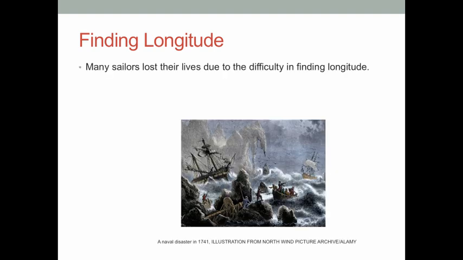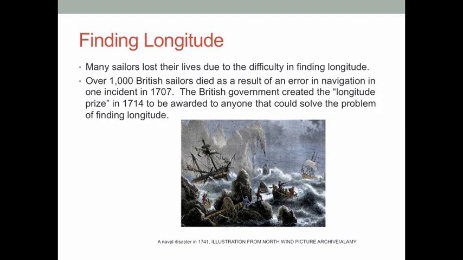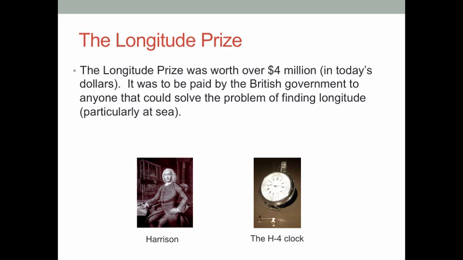Many sailors lost their lives due to the difficulty in finding longitude. Over 1,000 British soldiers died as a result of an error in navigation in one incident in 1707, a famous incident. The British government, as a result, created the Longitude Prize in 1714 to be awarded to anyone that could solve the problem of finding longitude. This is a picture from a naval disaster in 1741. So the Longitude Prize was worth about or over $4 million in today's dollars.